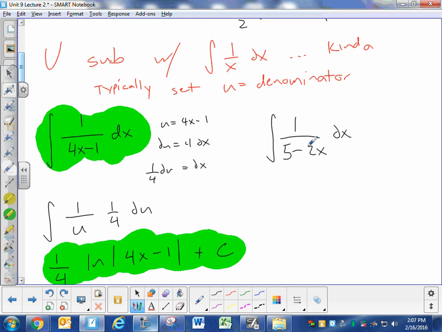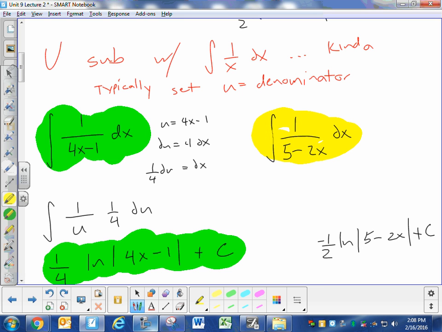Same deal here. We could kind of figure out that I need a negative 1/2 before the log of my stuff in that denominator. If you take the derivative of this, that negative 1/2 would get rid of this negative 2, which is the derivative of the inside. So for these, it's easy enough to go straight from here to here. And the key is just to understand how to take the derivative of this stuff.